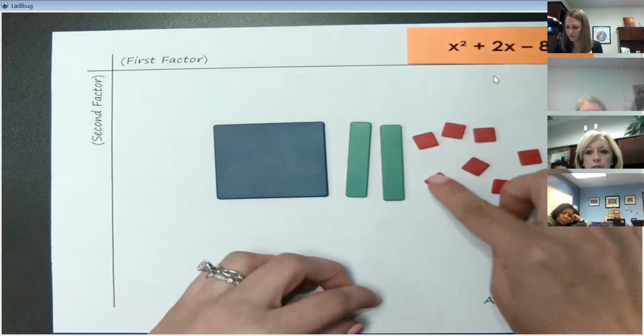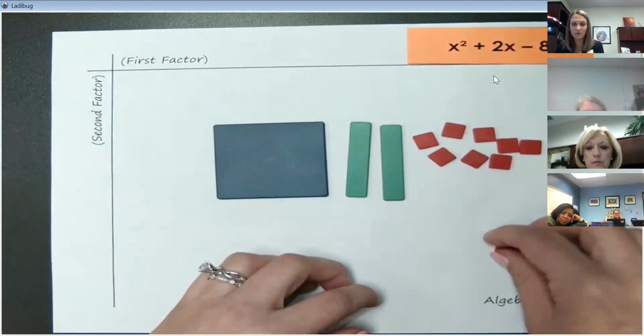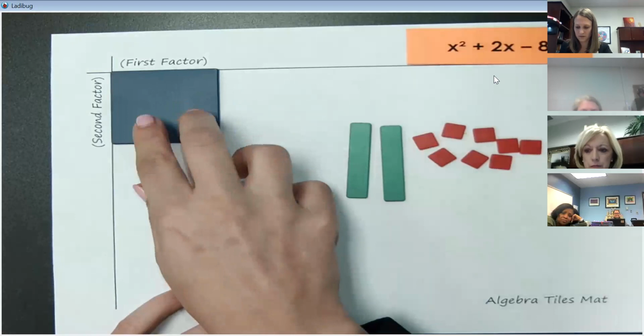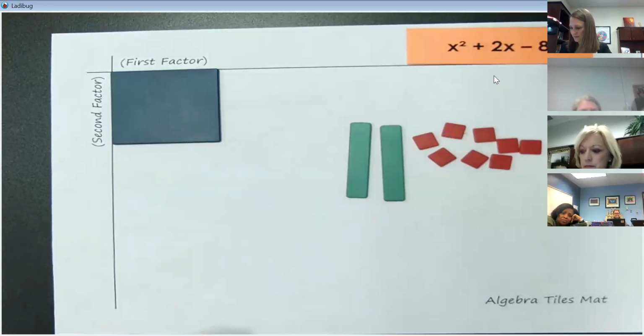1, 2, 3, 4, 5, 6, 7, 8. So I have a problem with talking to y'all and counting. All right, so we're here. So we have our negative 8. Okay, so if you have tiles with you, I want you to try to build that rectangle for me using these. All right, so I'm brainstorming ideas.